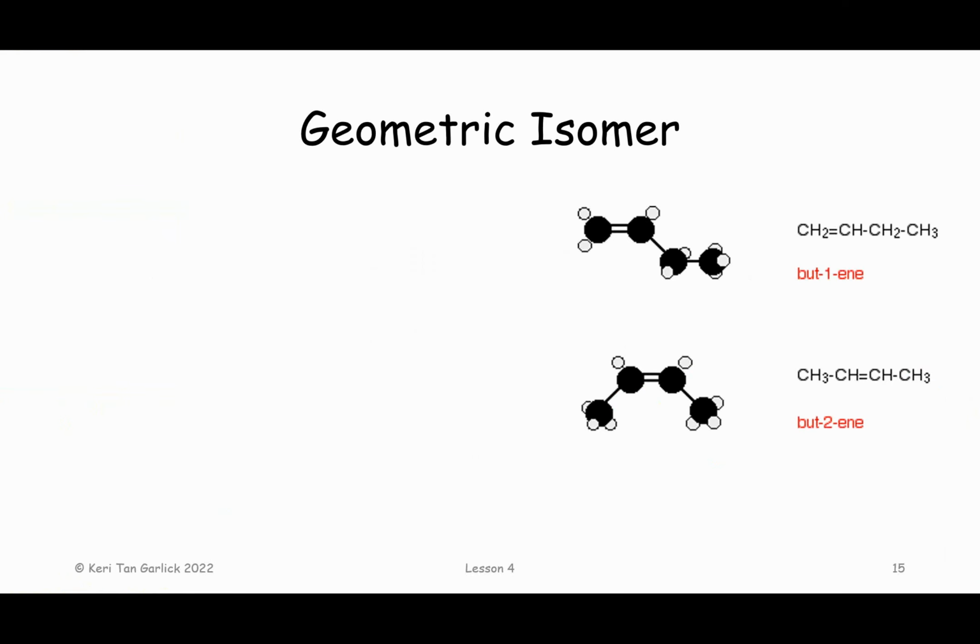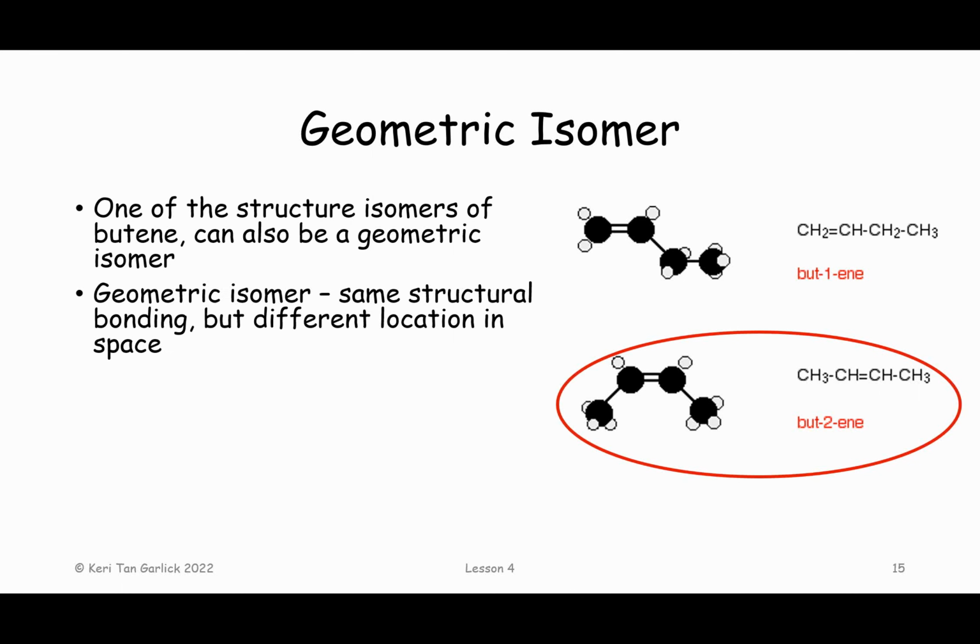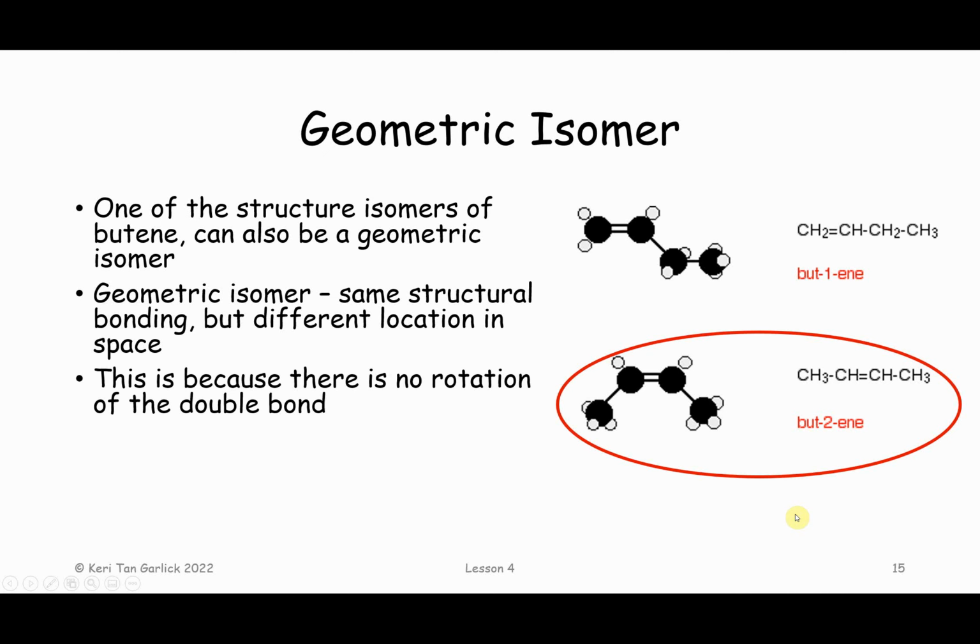Cool. So with these geometric isomers, they have the same structural bonding pattern, but when arranged in 3D space, they are in a different location and thus an isomer. So basically, located in a different location, geometrically speaking, they are a different molecule. Now, in order for that to happen, the first requirement is that you have a double bond, and the double bond is really important because you can't rotate with a double bond.